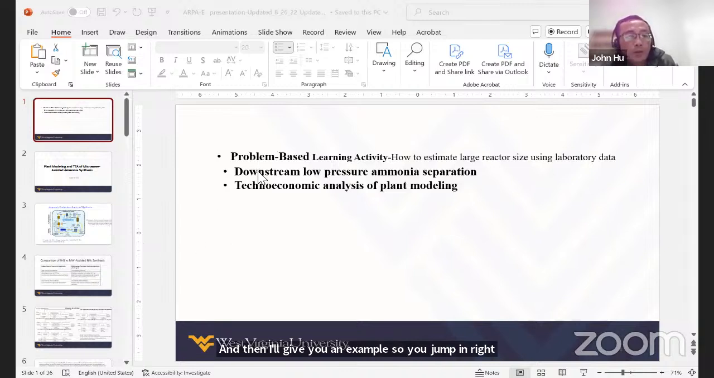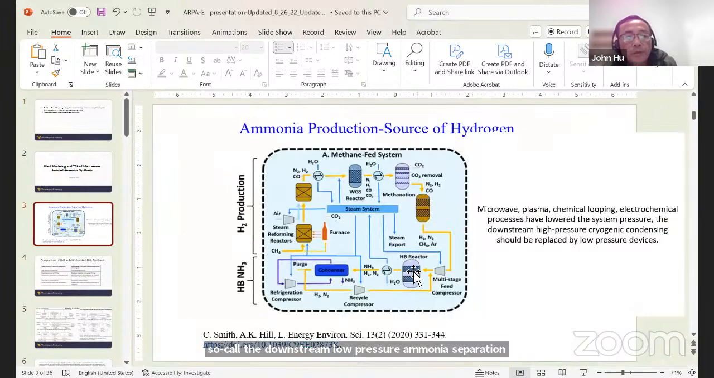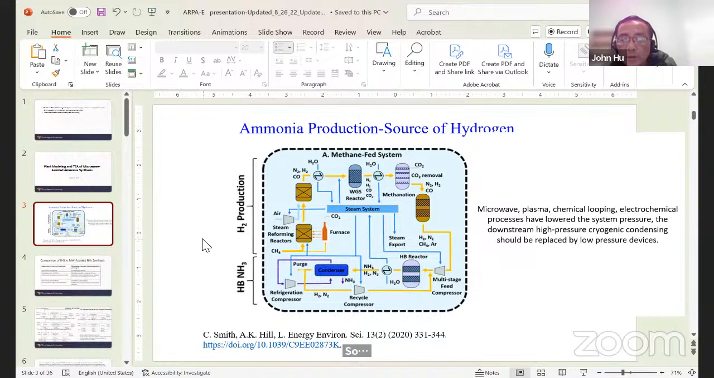So now I'm talking about the second problem, the so-called downstream low pressure ammonia separation. Does someone have a question? No question? Okay. So this is the Haber-Bosch plant.